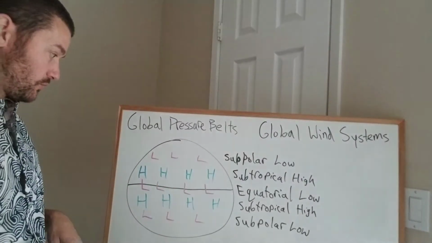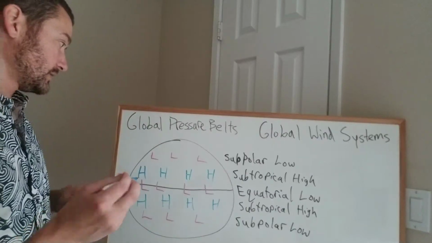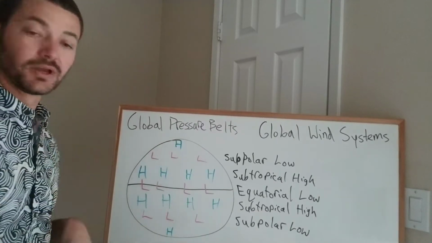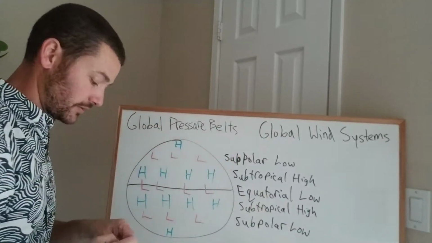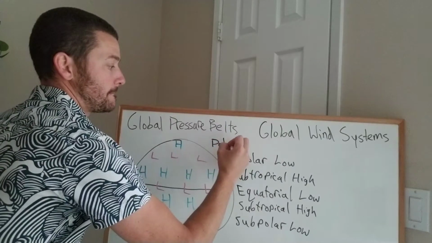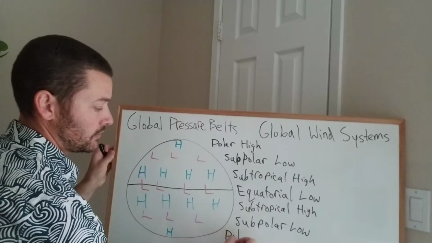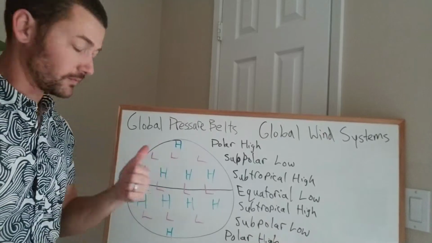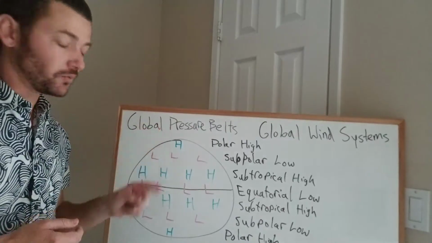Moving further outward, north and south from there, you've got a big high-pressure dome right over the Arctic and right over Antarctica. These are called the polar high and the polar high. Cool. Polar high, polar high. Same name, one in the northern hemisphere, one in the southern hemisphere.